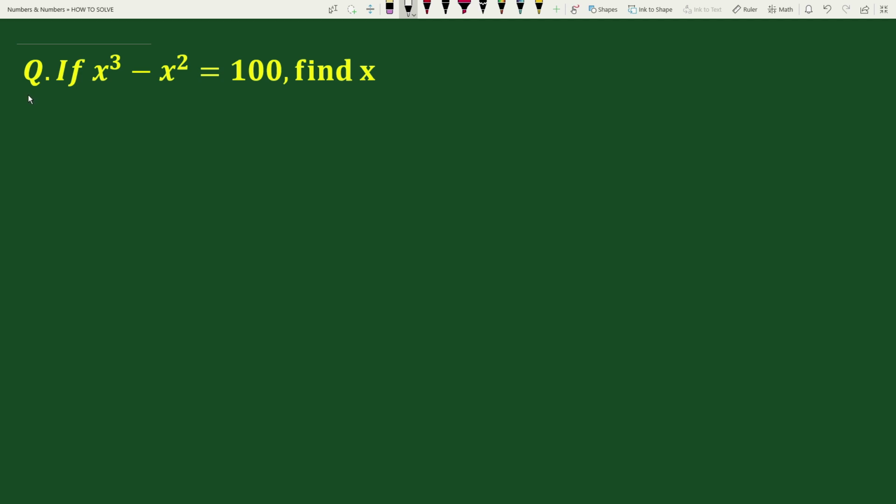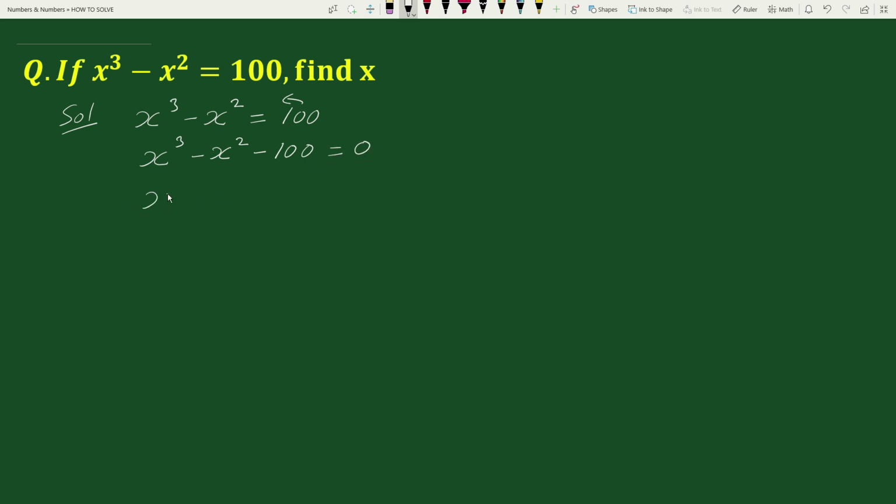Hello everyone. Question is, if x cube minus x square equals 100, find x. Solution will be, here we have been given that x cube minus x square equals 100. Transposing 100 to the left hand side, we can write this as x cube minus x square minus 100 equals 0.